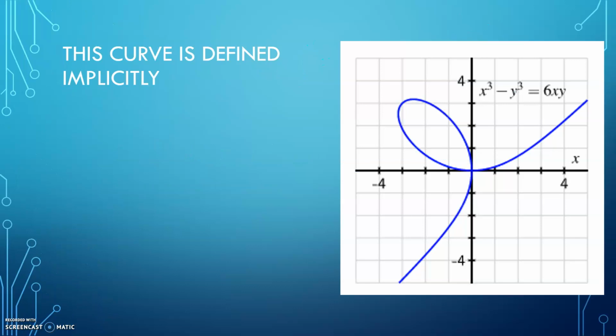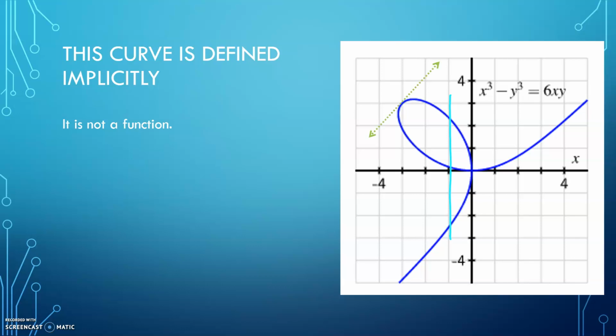So here's an example. The curve is defined implicitly. It doesn't look like y equals at the end. It's got x's and y's in the definition mixed together. And it is not a function. It fails the vertical line test a couple of different places, like right here.